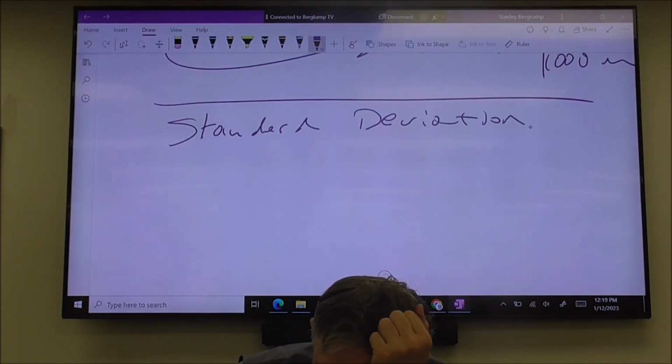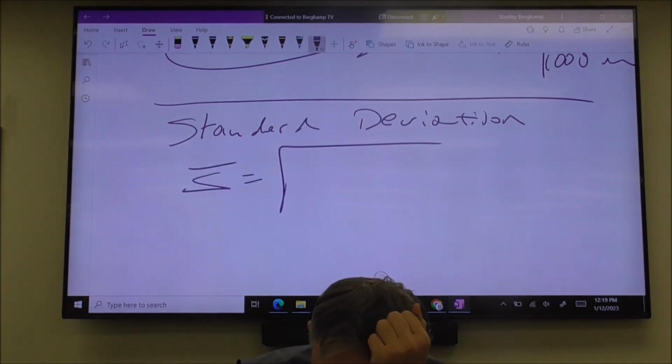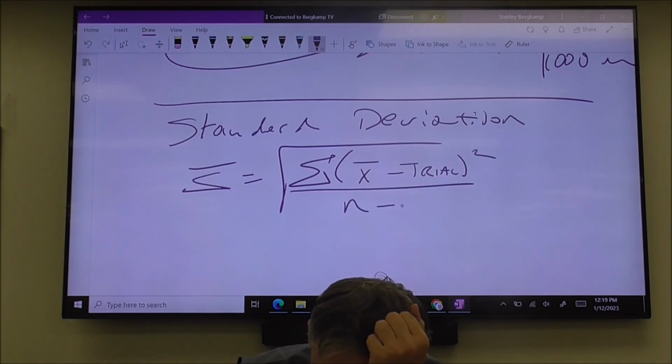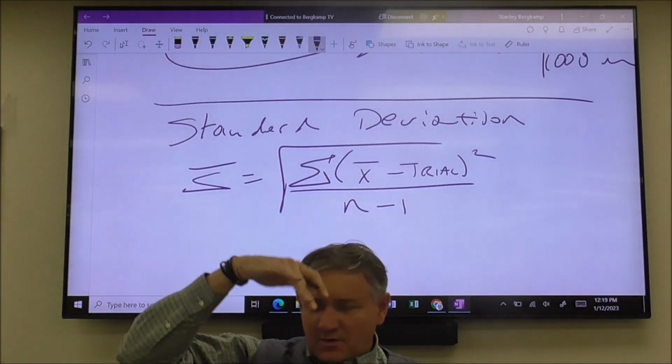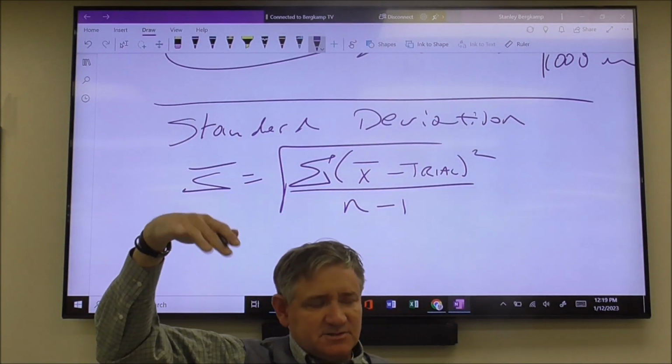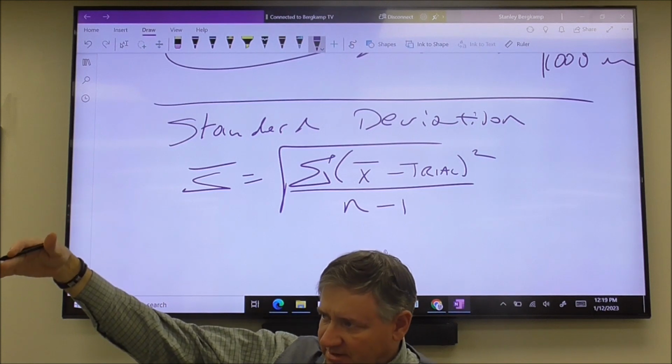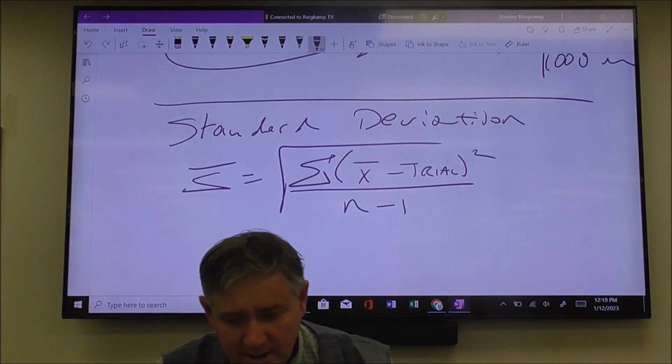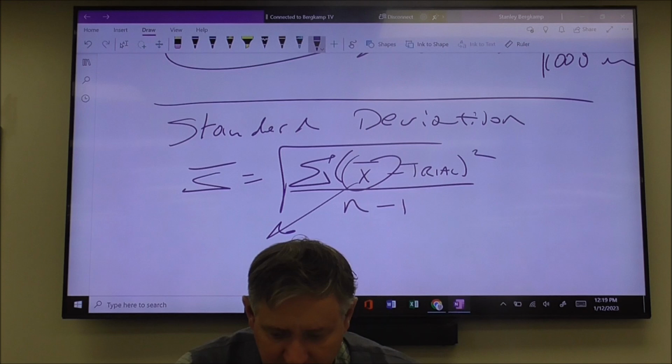And for those of you that have been in stats, okay, so the S with the bar over the top of that, that's the shortcut way of saying here's our standard deviation. So X bar is going to be your average.